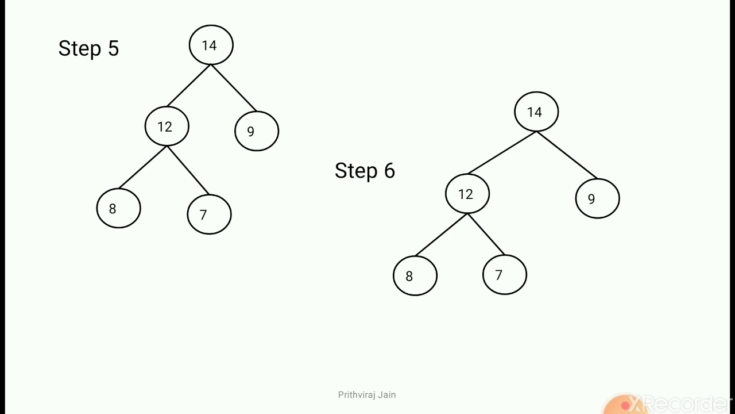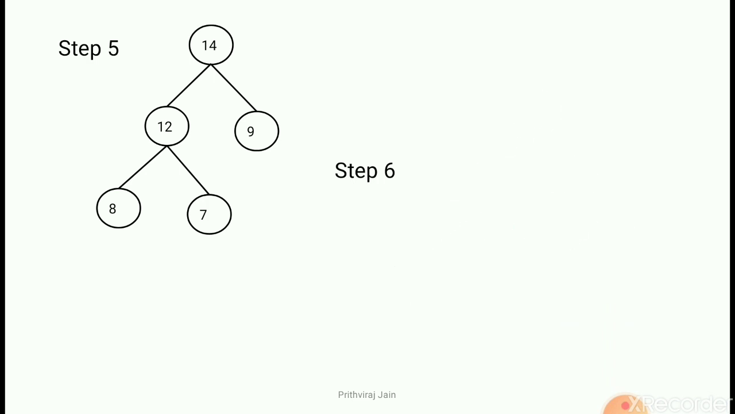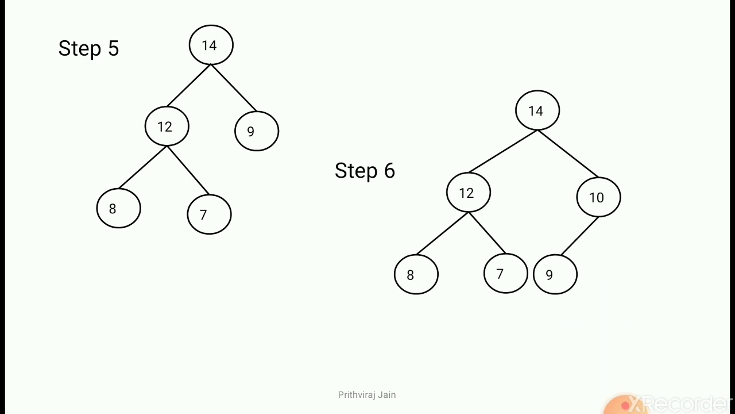In step 6, we insert the next data, that is 10, and 10 will be inserted to the left subtree of 9. But here we can observe that 10 is greater than 9, that is, the child should be smaller than the parent. So what we have to do is exchange the data, that is 10 as well as 9. Exchanging these two, we get the tree like this. Now 10 is the parent and 9 is the child of that.